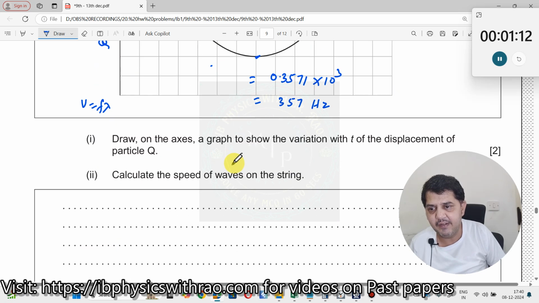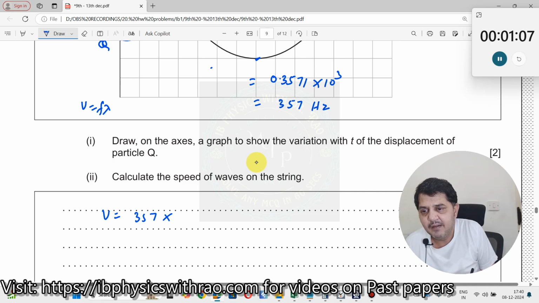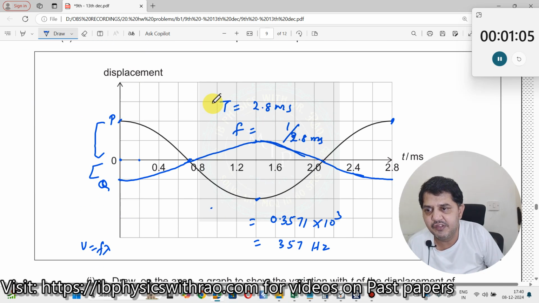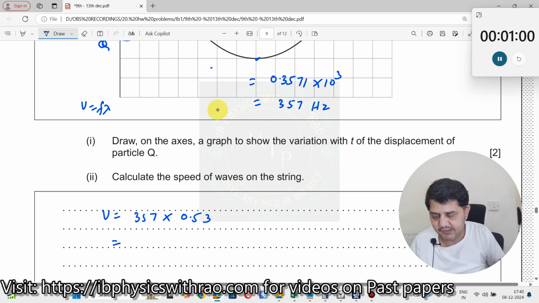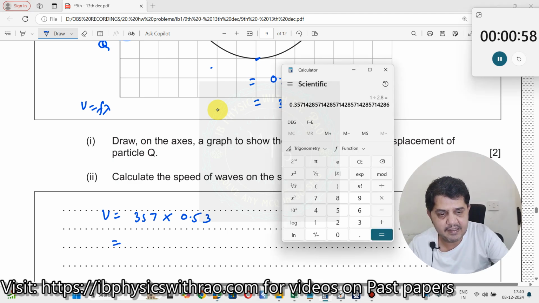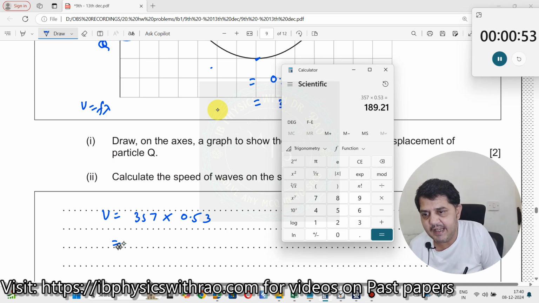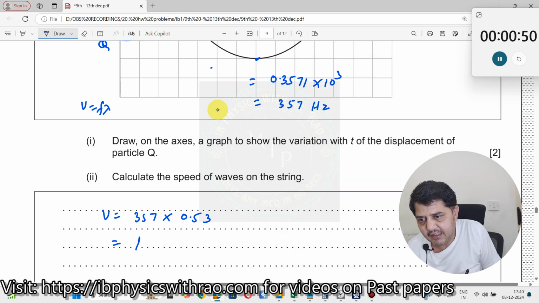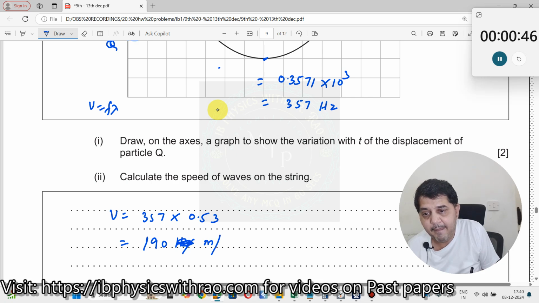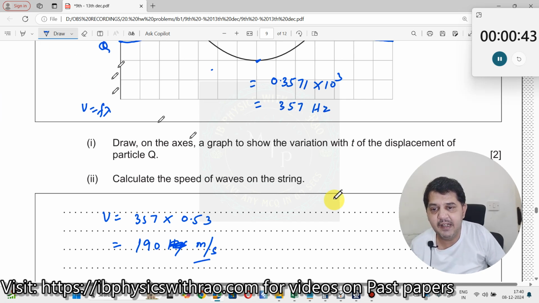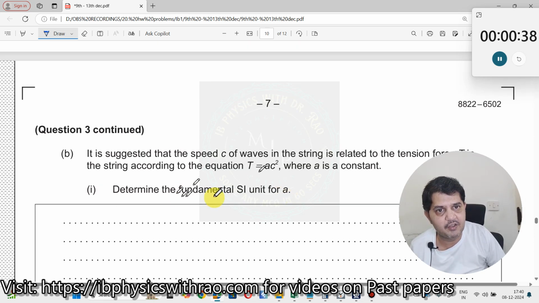But I need velocity. So how do I calculate velocity? Velocity should be 357 multiplied by, what was the lambda value? 0.53. When I do this, what is the answer I get? 357 times 0.53 gives 189.2, which is nearly 190 hertz. Sorry, not hertz, 190 meters per second. So I got the speed of the waves on the string. Okay, 4 marks out of 10. We have done only 4 marks, and almost 10 minutes are done.